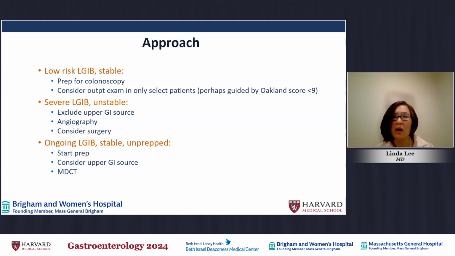For patients with ongoing lower GI bleed, so they continue to pass hematochezia, but they're stable and not prepped yet to do a colonoscopy, certainly start the prep, consider an upper GI source, and perhaps do an EGD even before they're fully prepped for a colonoscopy. And you can certainly think about using CT angiography to help identify a source of bleeding.